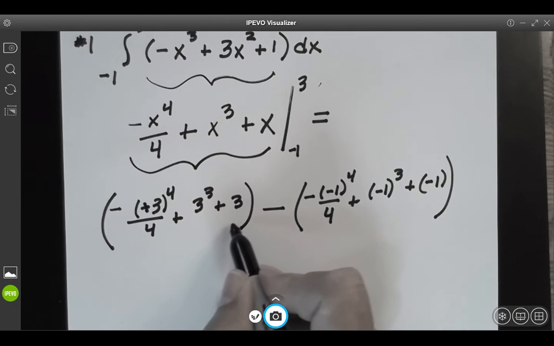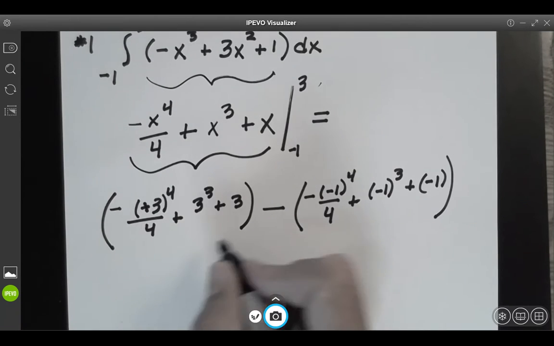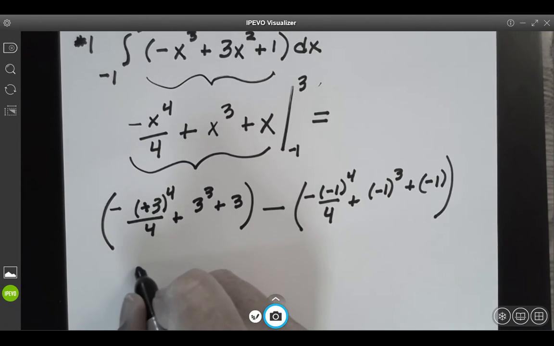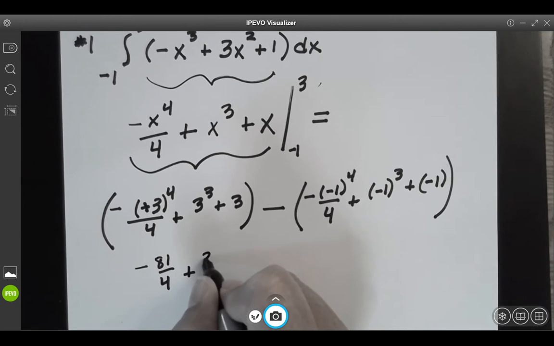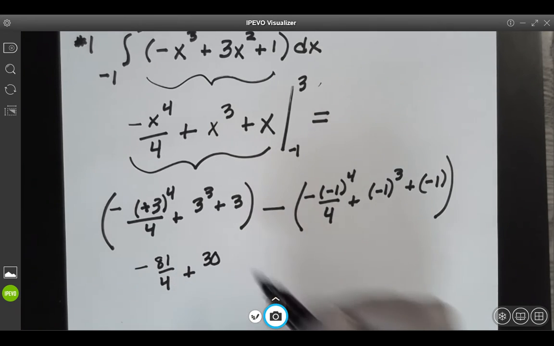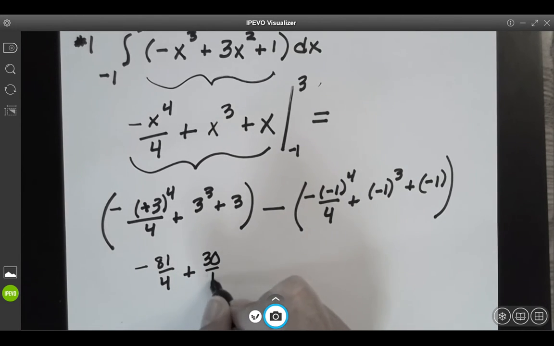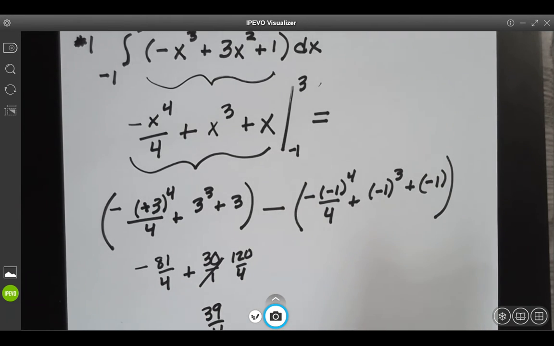So if I do this here, I'm going to end up with negative 81 fourths plus 30. 3 to the third is 27, plus 3 is 30. That'll be the same thing as 120 fourths, just to make the math easier. And negative 81 fourths plus 120 fourths would be 39 fourths. So that's what I get for the first part.